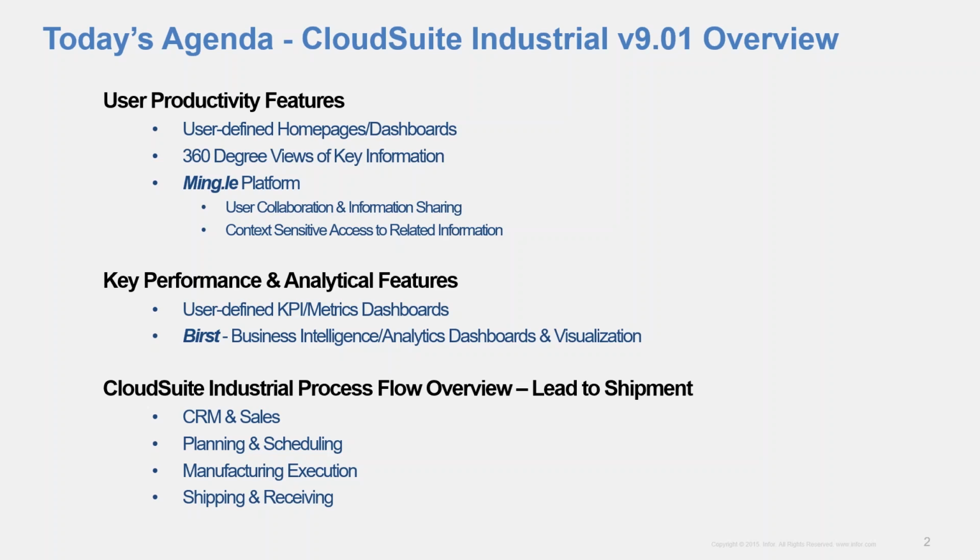Then we'll take a look at Infor's Mingle platform and some of the key capabilities within it. First being user collaboration and information sharing. This is going to allow you to tie some of your internal user communications to your business activities and processes and data so that you're making your users more efficient in the way they communicate electronically.